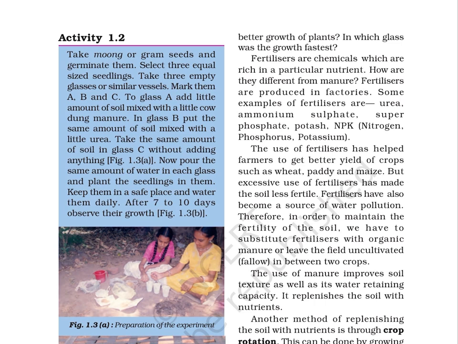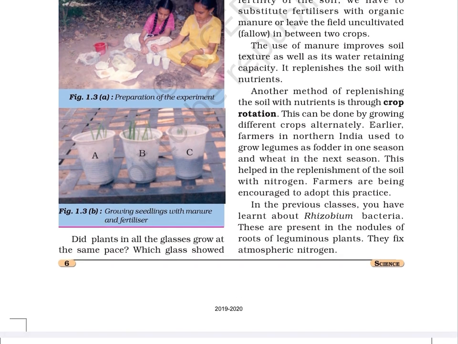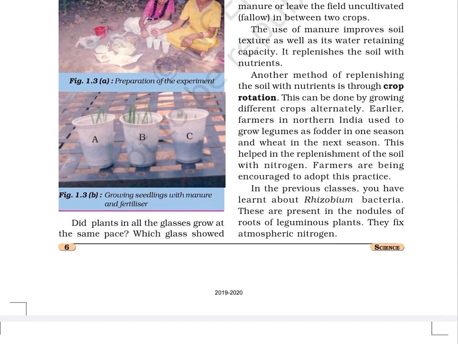Therefore, in order to maintain the fertility of the soil, we have to substitute fertilizers with organic manure or leave the field uncultivated, fallow, in between 2 crops. The use of manure improves soil texture as well as its water-retaining capacity. It replenishes the soil with nutrients. Another method of replenishing the soil with nutrients is through crop rotation. This can be done by growing different crops alternately. Earlier, farmers in northern India used to grow legumes as fodder in one season and wheat in the next season. This helped in the replenishment of the soil with nitrogen. Farmers are being encouraged to adopt this practice.